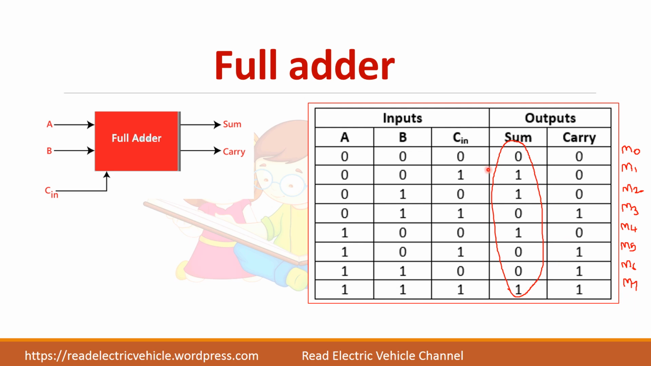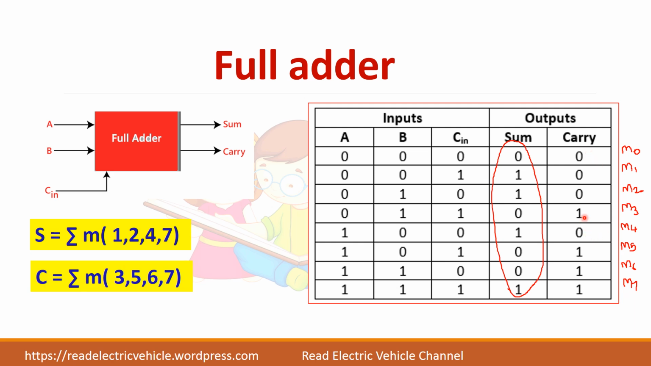So for sum, you see which minterms are high. So sum is equal to M1, M2, M4 and M7. And for carry, it is M3, 5, 6, 7. Okay. So sum and carry we have noted down from the truth table.